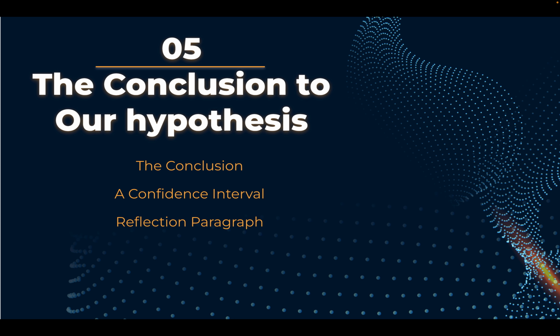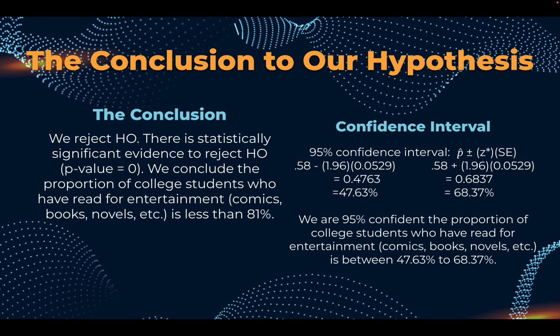Moving on to our conclusion. As we have figured out, our p-value, which is 0, is less than 0.05. So we reject H0. There is statistically significant evidence to reject H0. We conclude the proportion of college students who have read for entertainment is less than 81%.